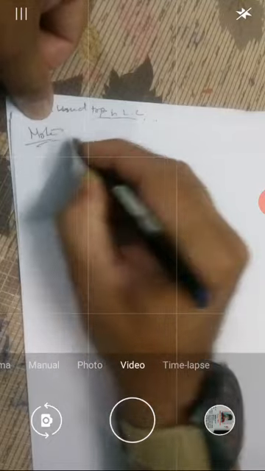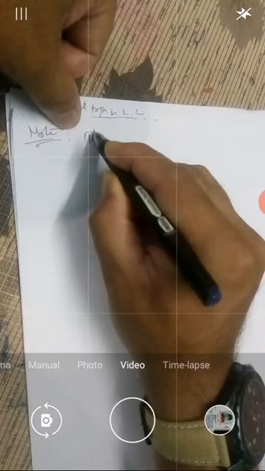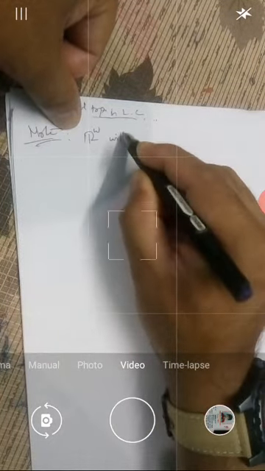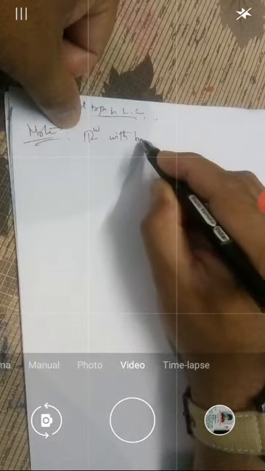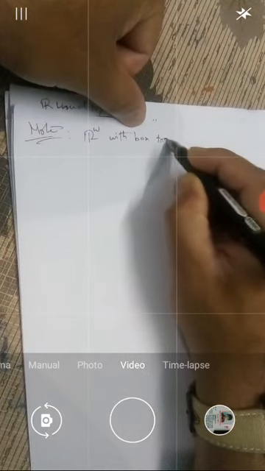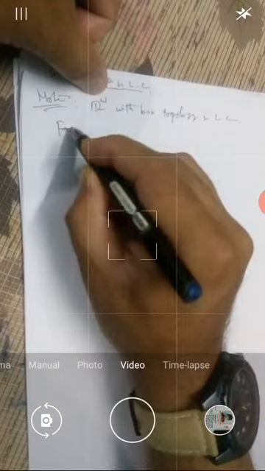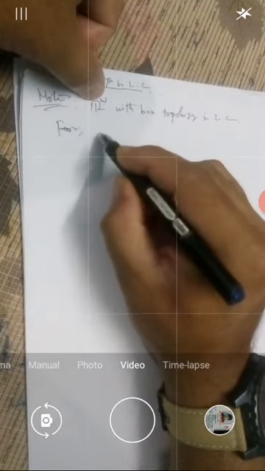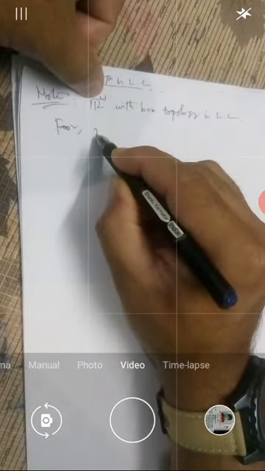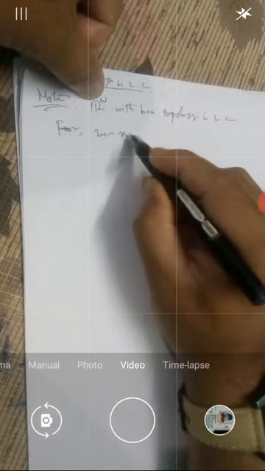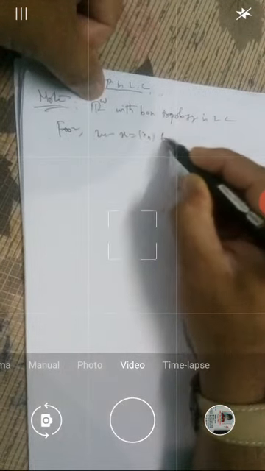Okay, this is a note. R omega with box topology is locally compact. For let x equal to (xn) in R omega.